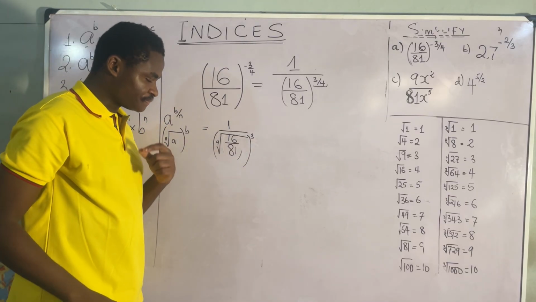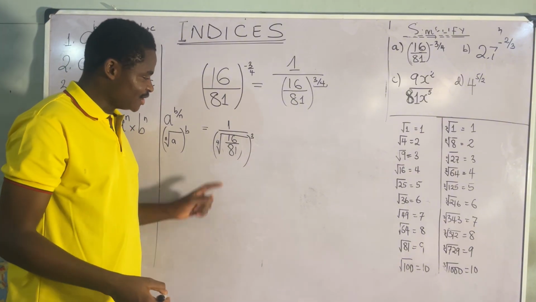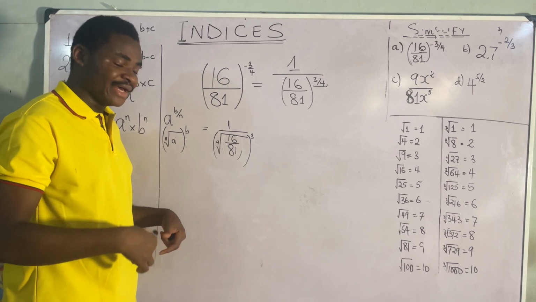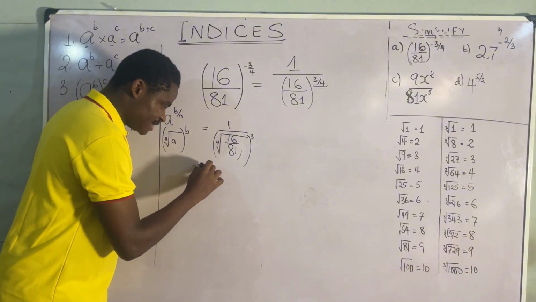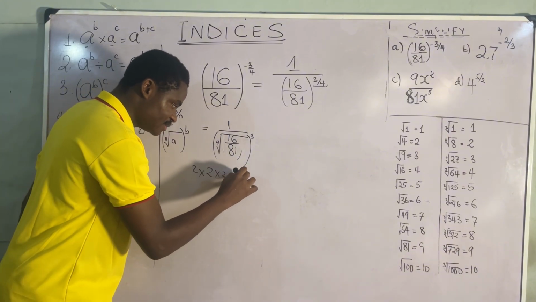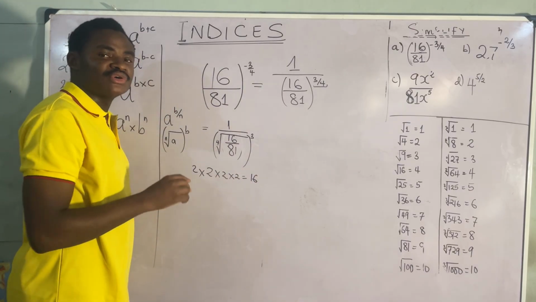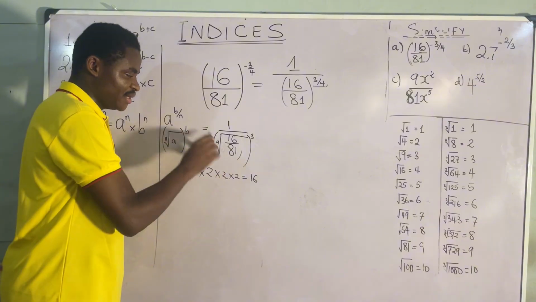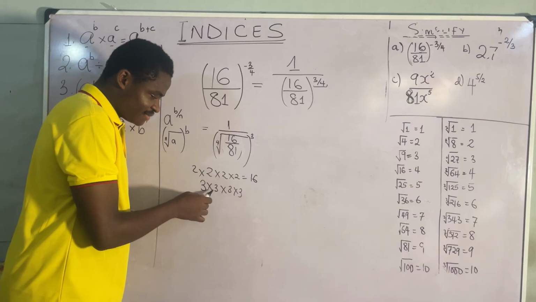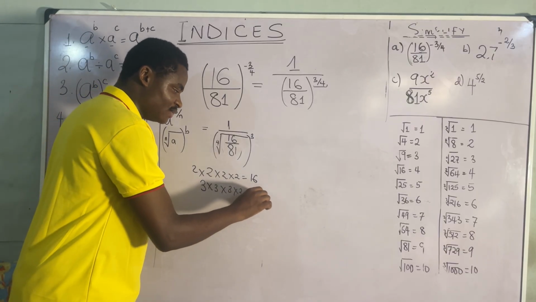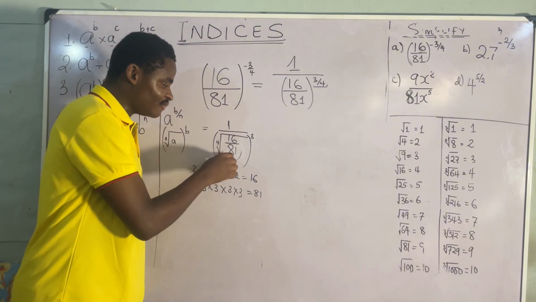Now let's decode this. When we say the fourth root of something, we mean what number must you multiply 4 times to get 16? And what number must you multiply 4 times to get 81? For 16, the fourth root of 16 means if you do 2 times 2 times 2 times 2, this is going to give you 2 times 2, 4 times 2, 8 times 2, 16. So the fourth root of 16 is 2. How about 81? It is simply if you do 3 times 3 times 3 times 3 in 4 places. 3 times 3, 9 times 3, 27 times 3, 81. So the fourth root of 16 is 2. The fourth root of 81 is 3.